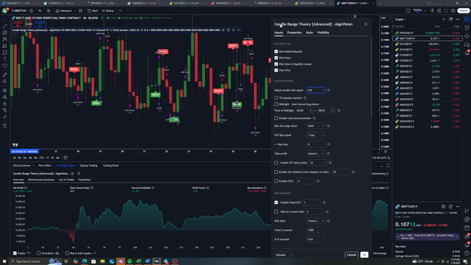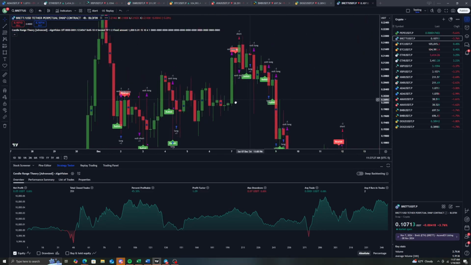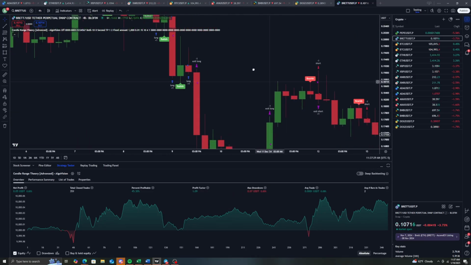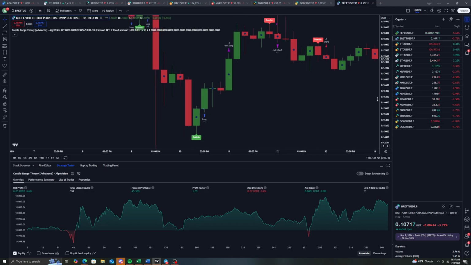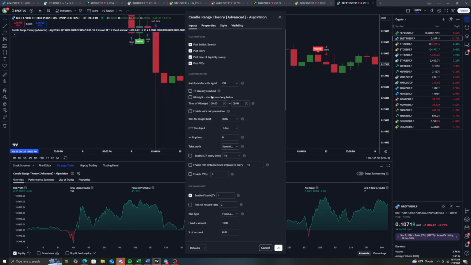TP already reached is going to get rid of take profit 2 being reached in candle 1, I believe. It might be candle 2, hang on.